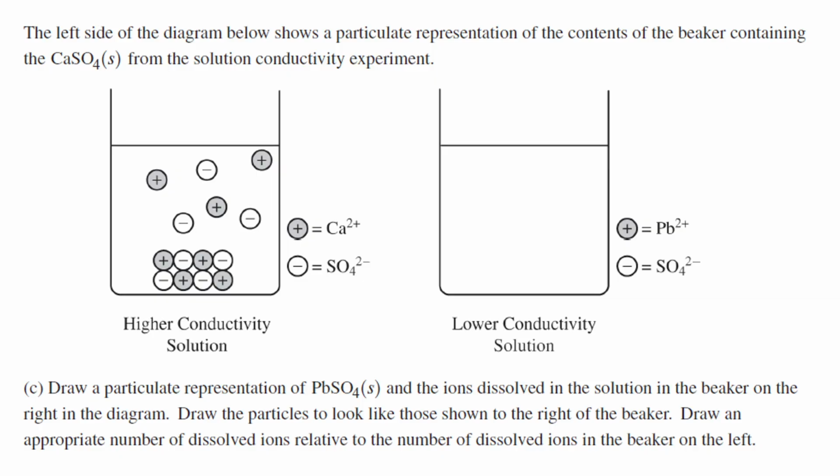Part C says, draw a particulate representation of lead-2 sulfate and the ions dissolved in the solution in the beaker on the right in the diagram. Draw the particles to look like those shown in the right of the beaker. Draw an appropriate number of dissolved ions relative to the number of dissolved ions in the beaker on the left. So on your whiteboard, take a couple minutes and draw what you think the picture should look like for that lower conductivity lead-2 sulfate.